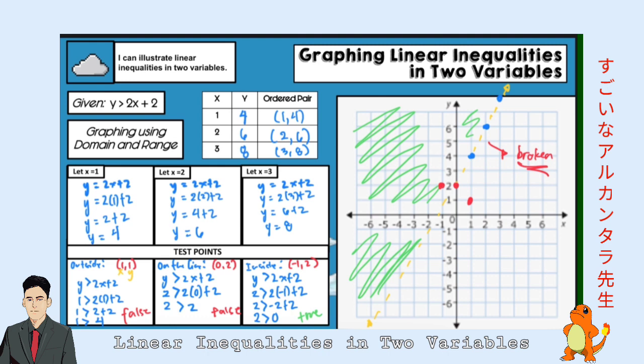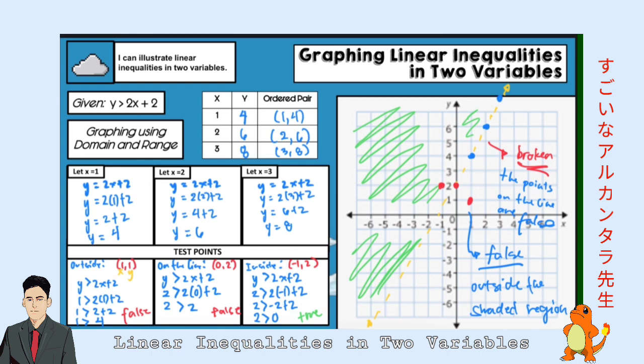Since it's a broken line, the points on the line are false if it's broken. Later, we're going to have a solid one. And at the same time, this is false because it's outside the shaded region. So what I would like you to understand in this first example is that we can say that a certain point or ordered pair is part of the solution if it is within the shaded region.